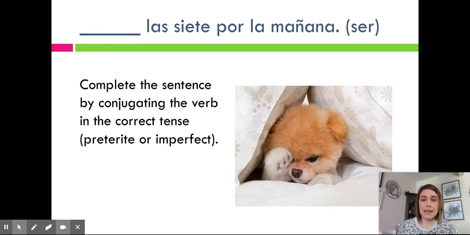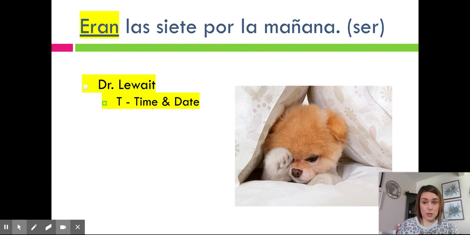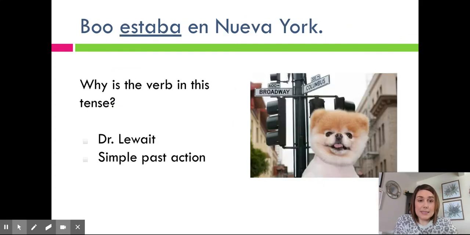Now your turn. Blank las siete por la mañana. Think about what the sentence is trying to convey, then choose preterite or imperfect and conjugate. Muy bien. You should have chosen eran. Eran las siete por la mañana. So it's Dr. LeWaitt because we're expressing the time in this situation. Okay, let's continue with our story. Boo estaba en Nueva York. Why is the verb in this tense? Is it a reason of Dr. LeWaitt or a simple past action?